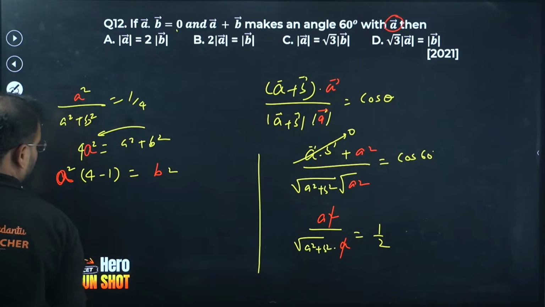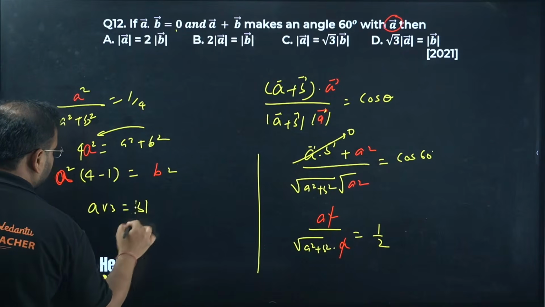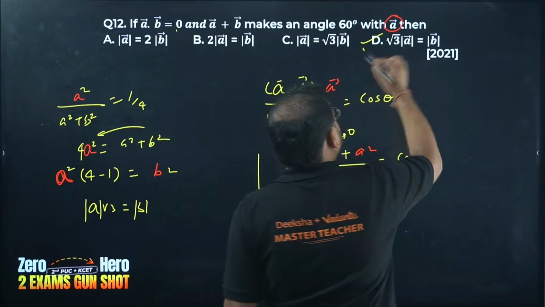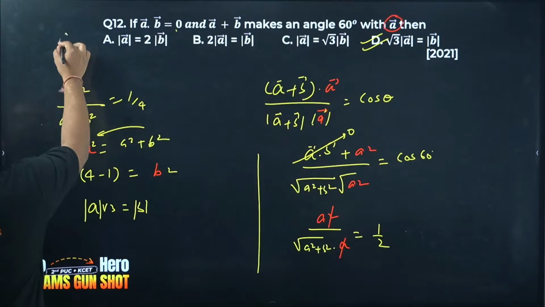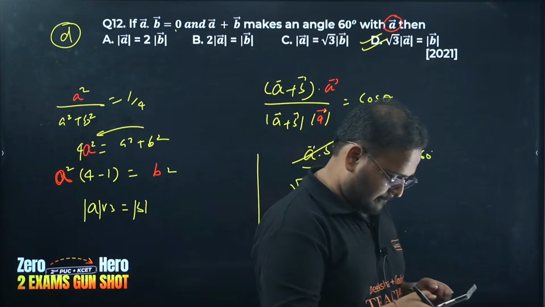And here we go. Your answer for this is coming as A root 3 is B. Modulus. A root 3 is B. Option B is correct choice. I didn't remember to look at the vector A. Yes.